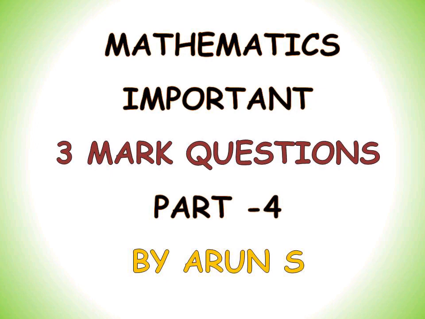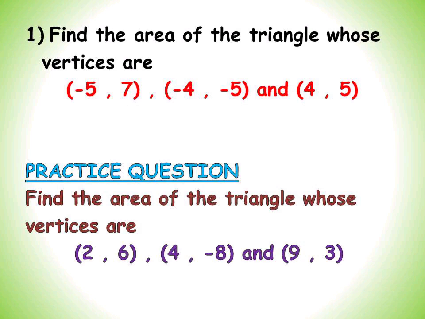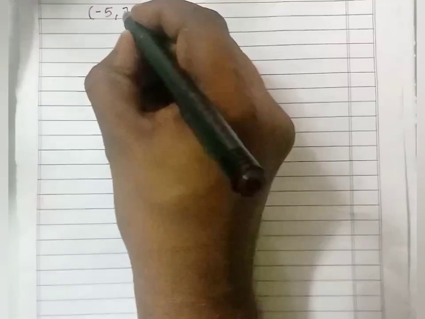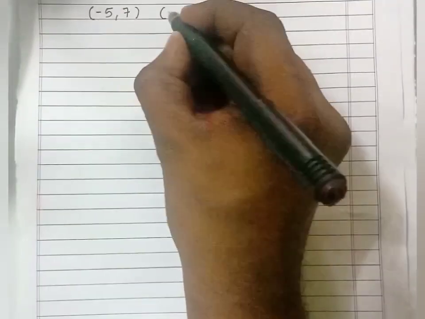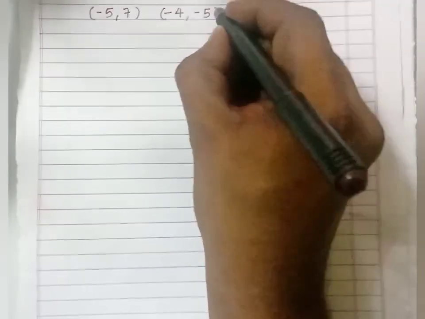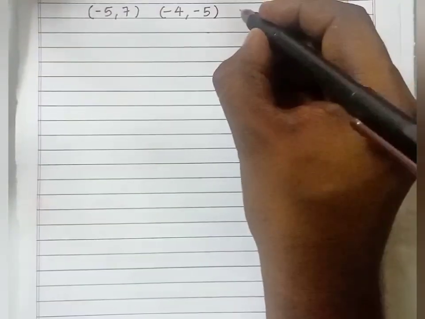So dear ones, in this video we will discuss a few important 3 mark questions. First question, finding the area of a triangle. Students, I'll write down the vertices of the given triangle. The first point is minus 5 comma 7, then minus 4 comma minus 5, then 4 comma 5.